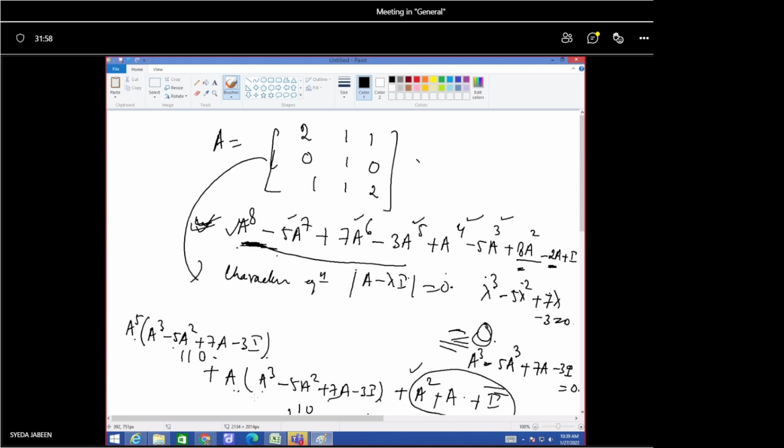It will not be that one eigenvalue has only one eigenvector. It can be 1 eigenvector, it can be 2 eigenvectors, it can be 3 eigenvectors, it can be a matrix. And this problem we have done in the class.